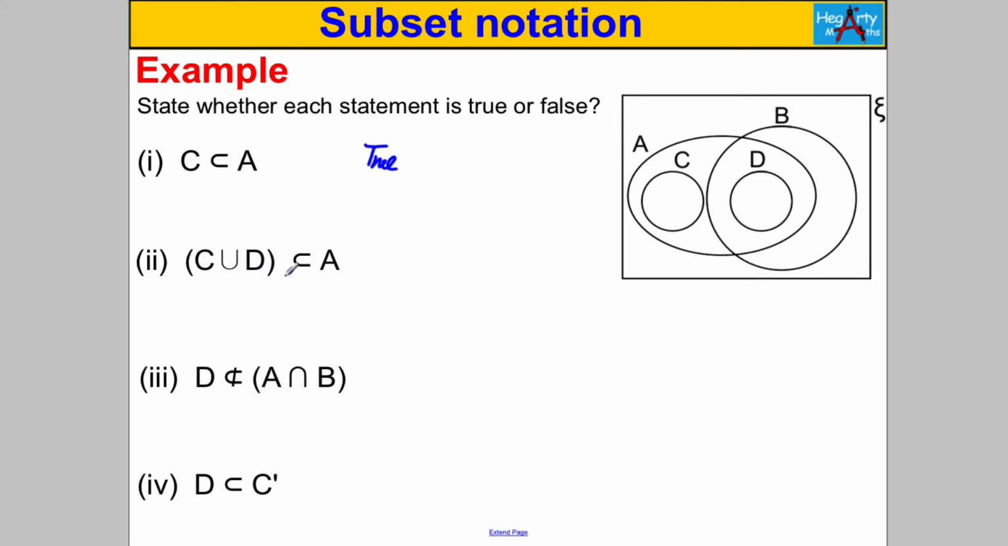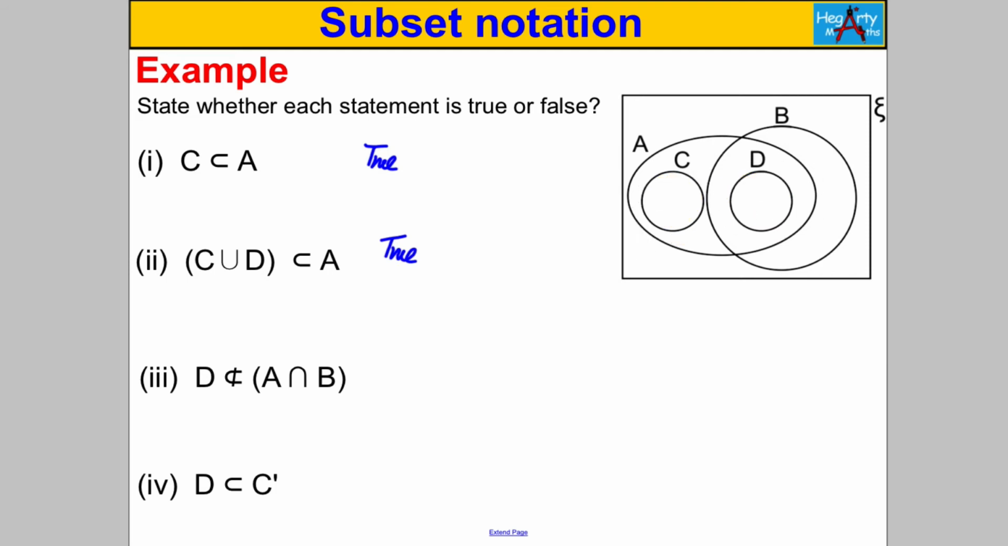C or D. Is C or D a subset of A? Well, C or D is everything in C and everything in D, or both. There is no both in this case. Now, there is the picture of C union D. Is that entirely contained within A? Absolutely it is. So this again is a true statement.